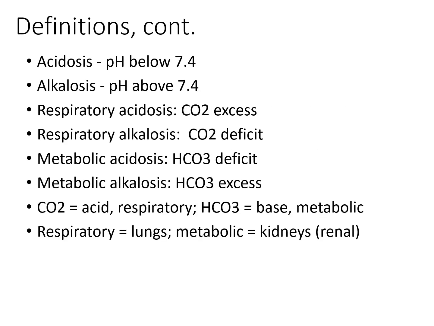Some more definitions. Acidosis and alkalosis refer to disturbances in the body's acid-base balance. Acidosis occurs when the blood pH falls below 7.4, indicating excess acidity, while alkalosis is when the pH rises above 7.4, indicating excess alkalinity. These conditions can be classified as respiratory or metabolic based on the underlying cause. Respiratory acidosis is caused by an excess of carbon dioxide, which is an acid, often due to inadequate ventilation by the lungs.